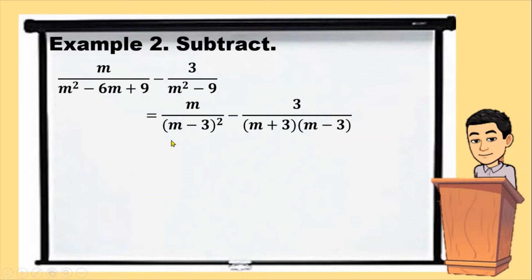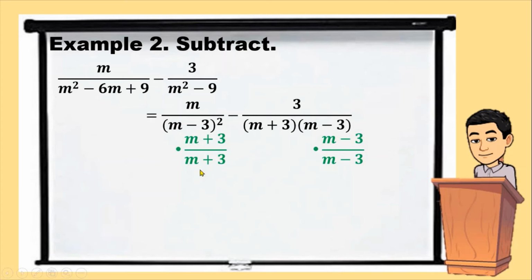And as you can see, we need to include a factor of m plus 3 for our first denominator, while for the second denominator, we need to add a factor of m minus 3, so that both of them become the quantity of m plus 3 times the quantity of m minus 3 times the quantity of m minus 3. To do that, let's multiply m plus 3 over m plus 3 for our first fraction, while m minus 3 all over m minus 3 for our second fraction.